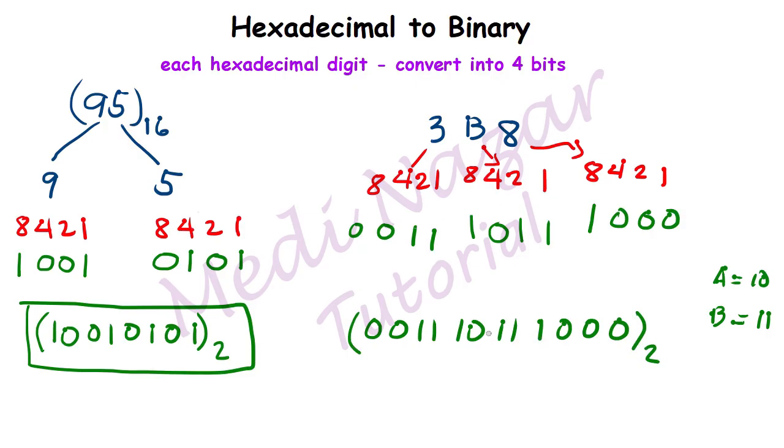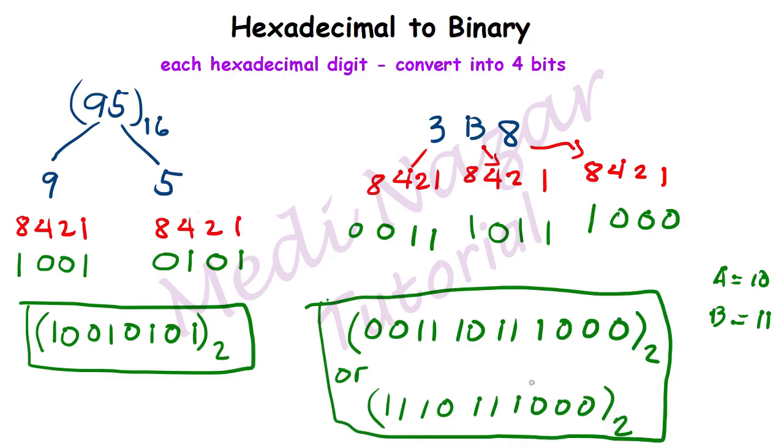Actually, we can rewrite this number without these two leading zeros. You can have 1, 1, 1, 0, 1, 1, 1, 0, 0, 0. So these two are the same. So this is the binary equivalent of 3B8.